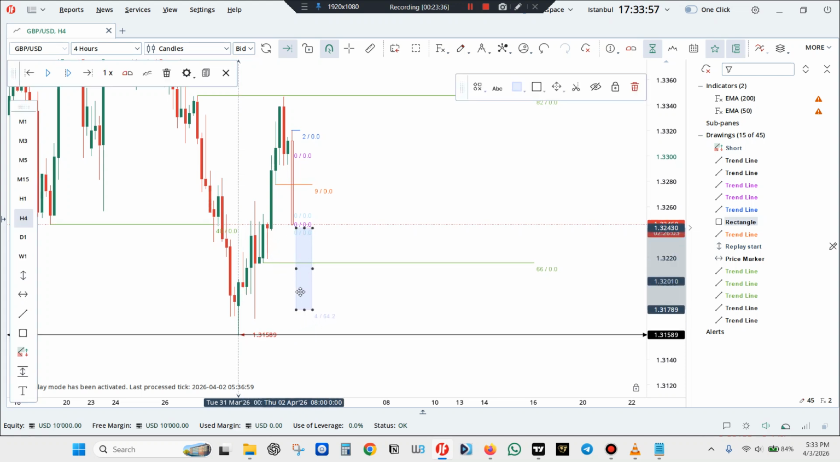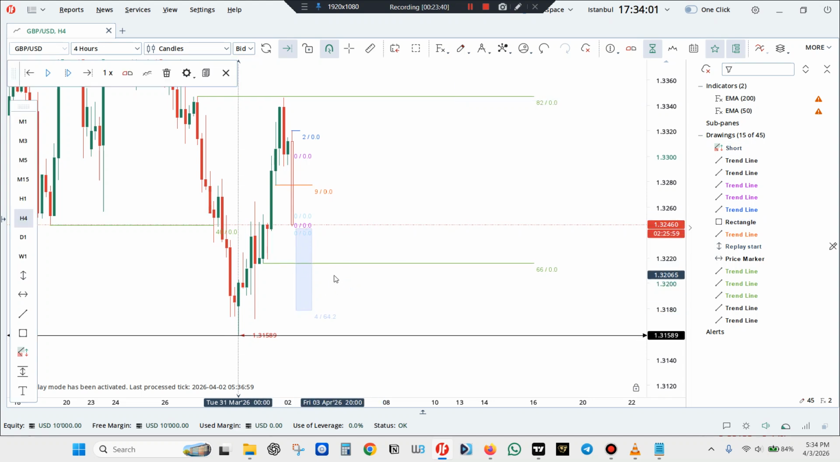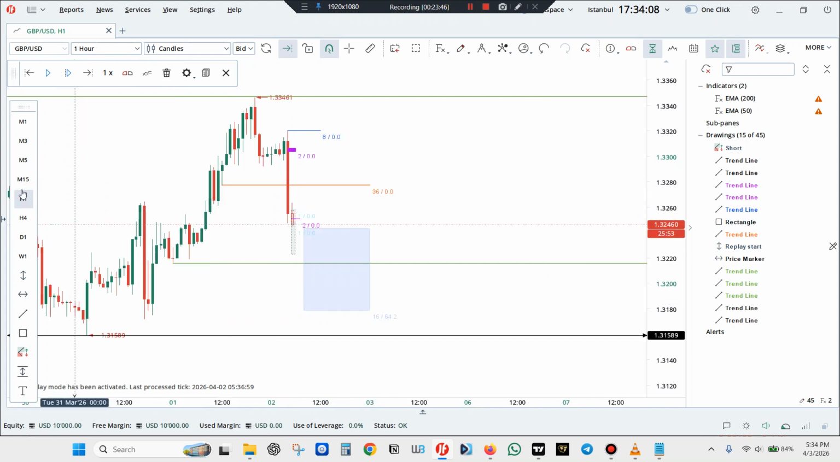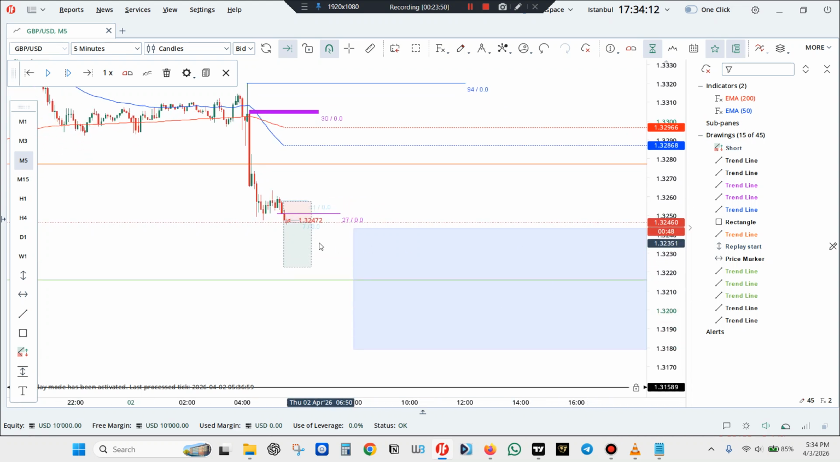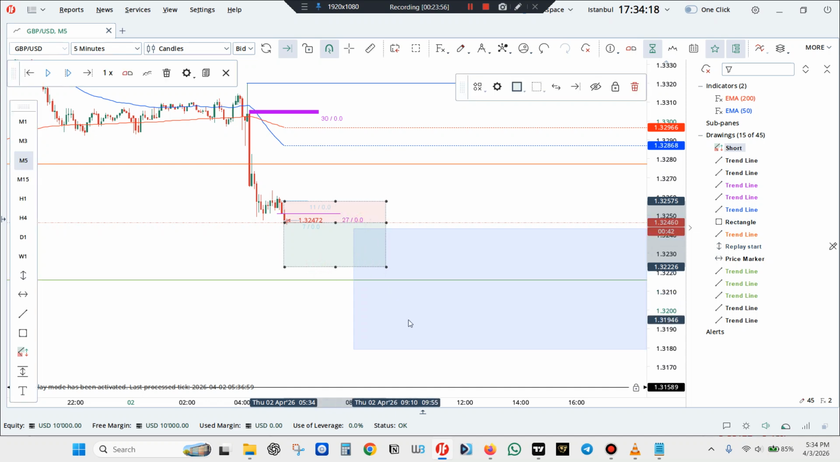So if we get a 4-hour candle closing below this point, then our main profile will have activated. So remember, that is what you are waiting for. But as you are waiting, you have taken advantage of this H1 profile, so that you are able to participate in this move of price.